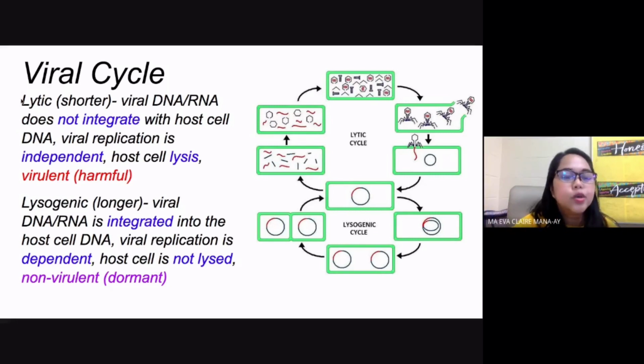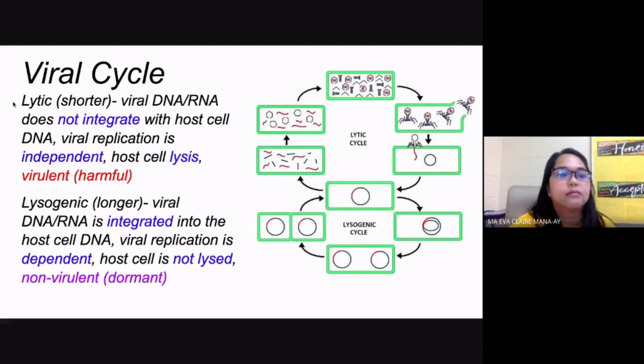Now, you have two steps here in the viral cycle. The first one is your lytic cycle, which is the shorter phase or stage. The second one is your lysogenic cycle, which is the longer stage. I'd like you to note that both of these parts of the cycle are happening inside the host cell. Remember, your virus cannot survive when it is outside a host cell. It needs an organism, a host cell, so that it can survive. So both of these steps are happening inside the host cell, but they have many differences.